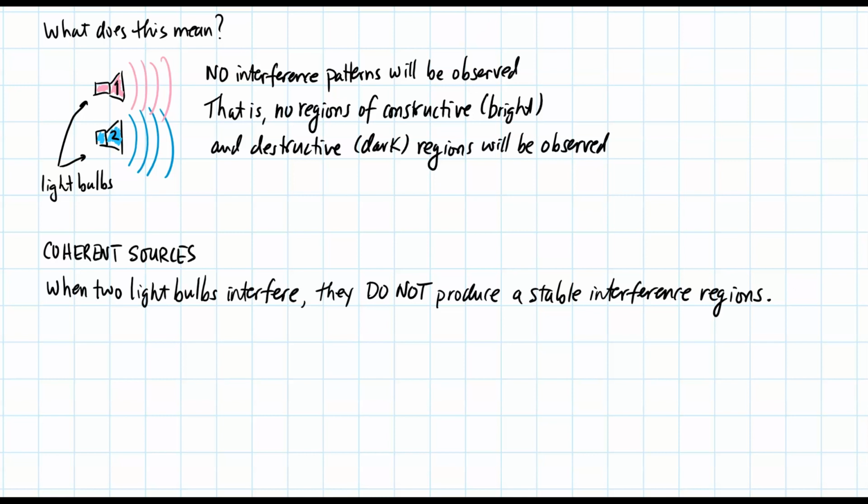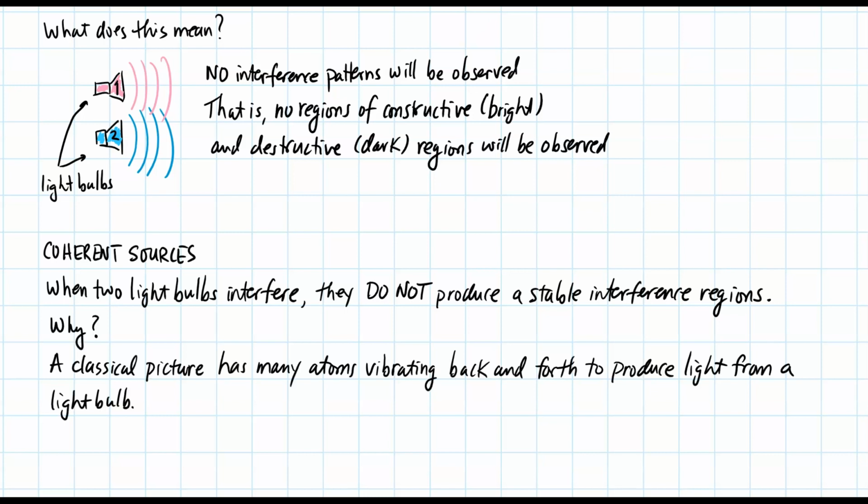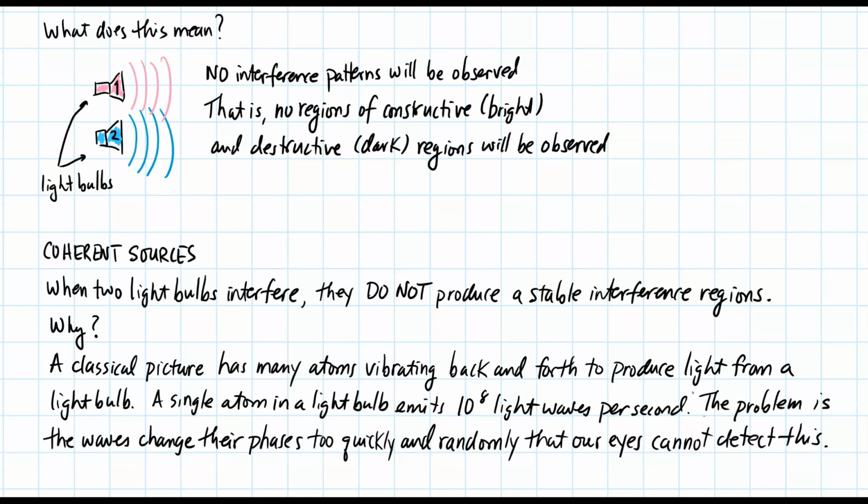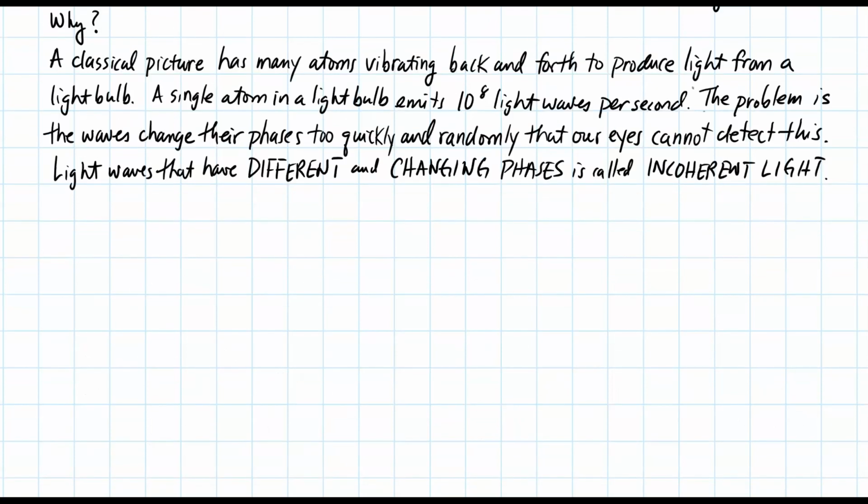When two light bulbs interfere, they do not produce stable interference regions. Why is that? A classical picture has many atoms vibrating back and forth to produce light from a light bulb. A single atom in a light bulb emits about 10 to the 8 light waves per second. The problem is the waves change their phases so quickly and randomly that our eyes cannot detect this. Light waves that have different and changing phases are called incoherent light. Light from a light bulb is incoherent and will not form interference patterns.